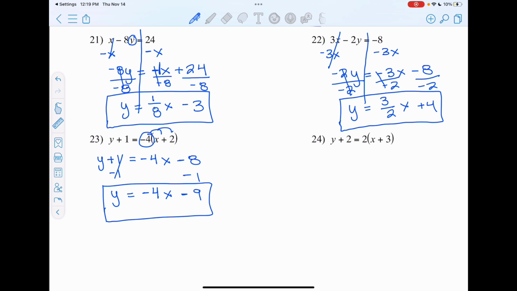And in 24, once again, I need to double rainbow first. 2 times x is 2x, and 2 times 3 is 6. And in order to get y by itself, I subtract 2 from either side, and I'm left with y equals 2x plus 4.